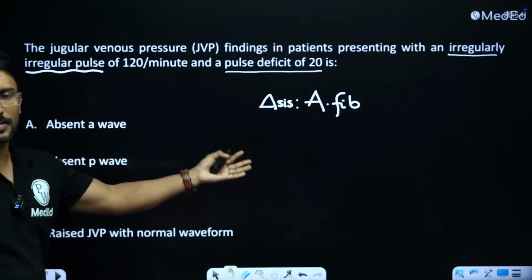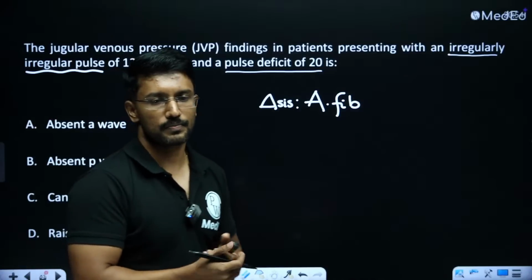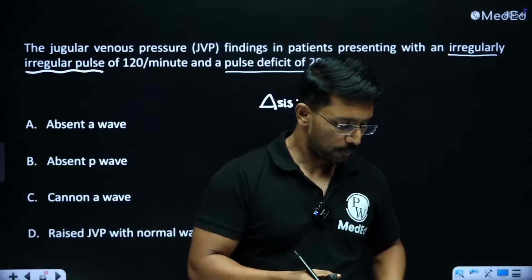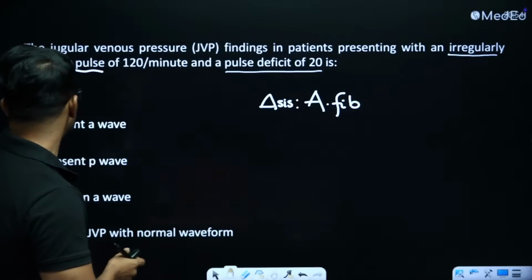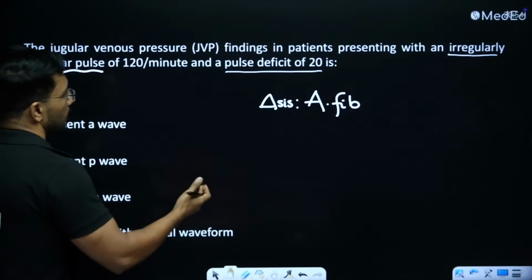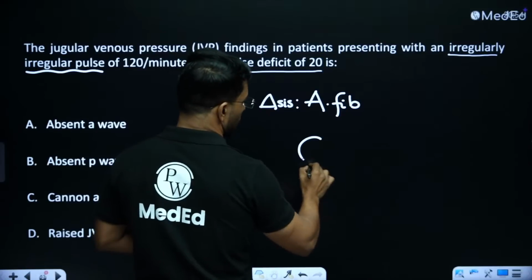So what do we expect in the JVP of a patient with atrial fibrillation? The JVP of a patient with atrial fibrillation is expected to show, we know that in atrial fibrillation, the atria are not contracting.